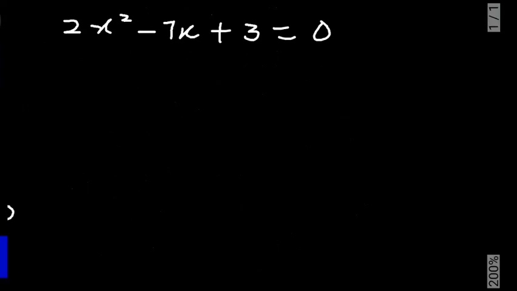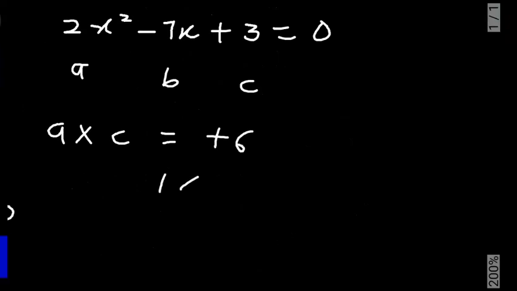So here, don't forget the first thing, the variable x squared has coefficient of 2, which is a. The variable x here has a coefficient of minus 7, which is b. The constant here is 3, which is c. So we multiply a by c. So we have 2 multiplied by plus 3, so we have plus 6. So what are the factors of plus 6? We have 1 multiplied by 6, 2 multiplied by 3.